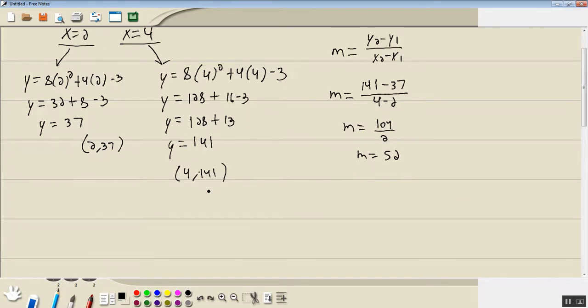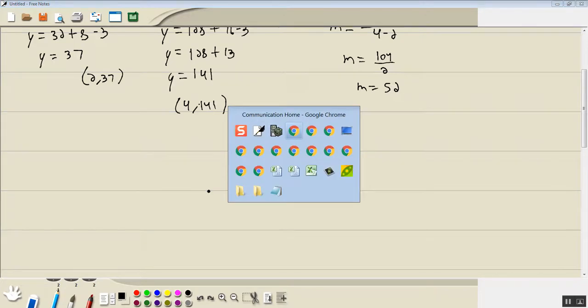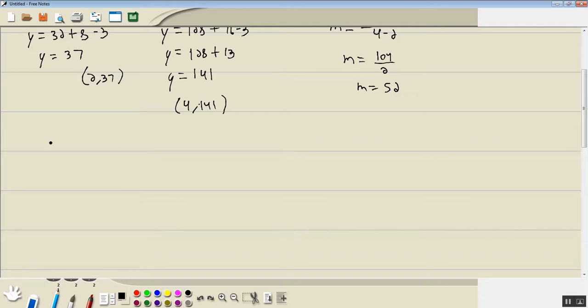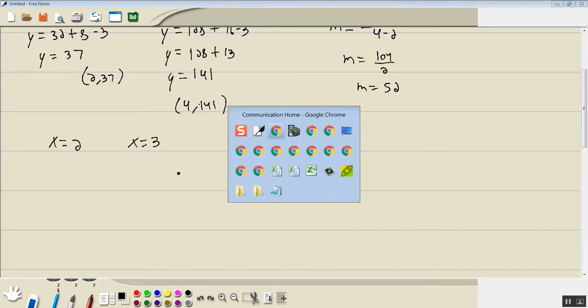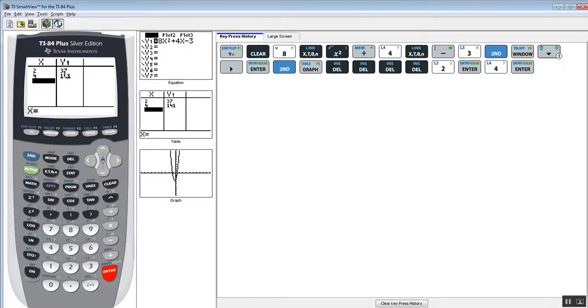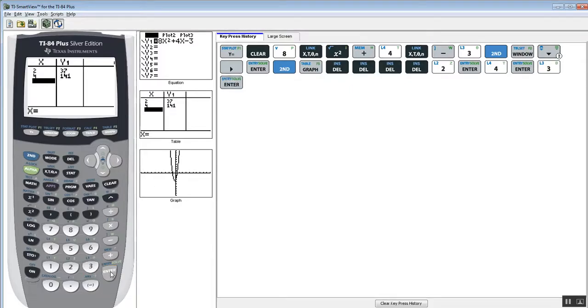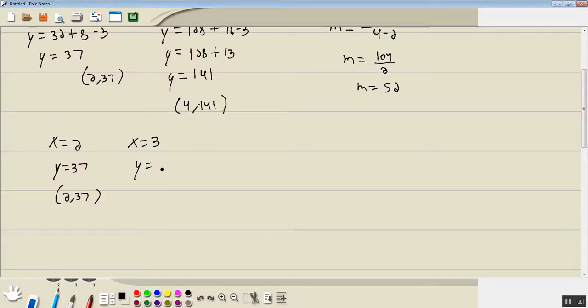So for our next one, we got x equals 2 and x equals 3. Well, if I come back to my calculator, 2 is already 37, so I don't need to recalculate that. So this point would be 2, 37. Now if I plug in 3, if I put 3 and then press enter, it gives me 81. So this point would be 3 comma 81.